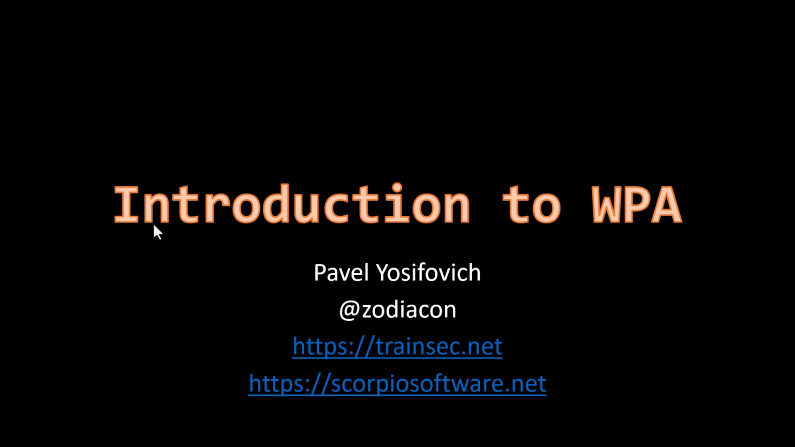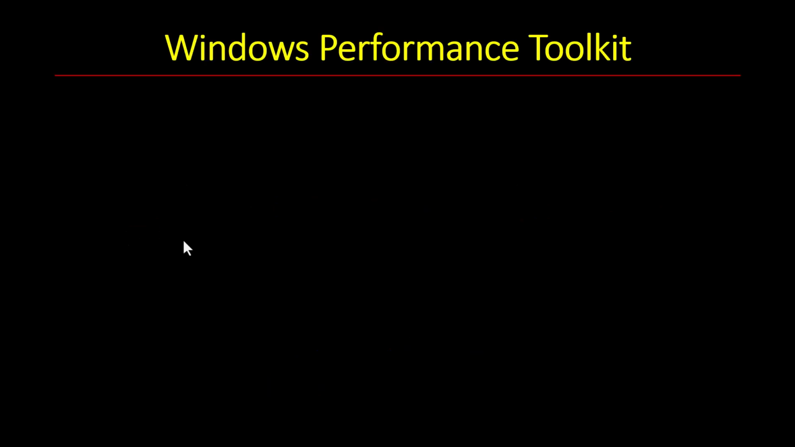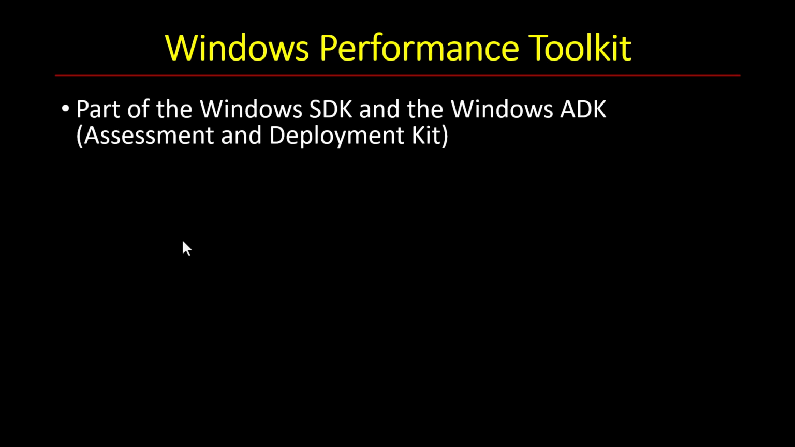Hi and welcome to this video about the introduction to the Windows Performance Analyzer. So we're talking here about something called the Windows Performance Toolkit. The Windows Performance Toolkit can be installed today using the Windows SDK, which has components you can select while installing. There's also the Windows ADK, the Assessment and Deployment Kit, where the Windows Performance Toolkit is there as well. You can choose that when installing that.